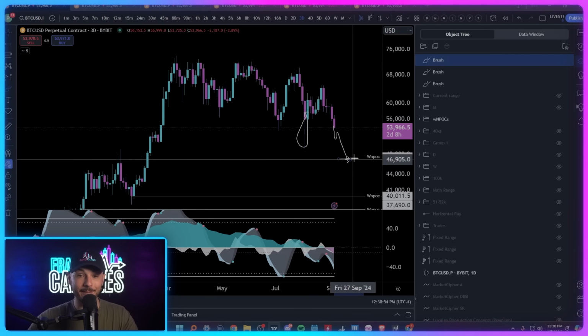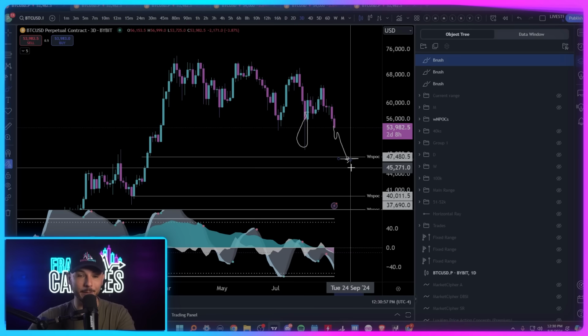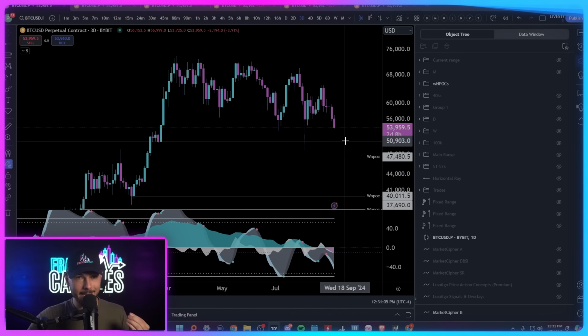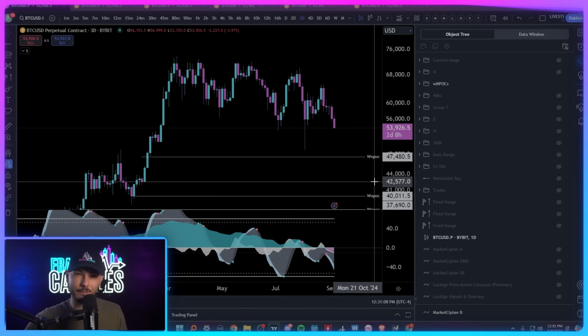And if we do get down there, this isn't necessarily going to be the end-all be-all level. We do have some levels underneath, but if we get that quick drop, very simply put, the next key high time frame level is going to be $47,480, $47,500 to keep it nice and simple. So you're going to want to have that marked off on your charts.